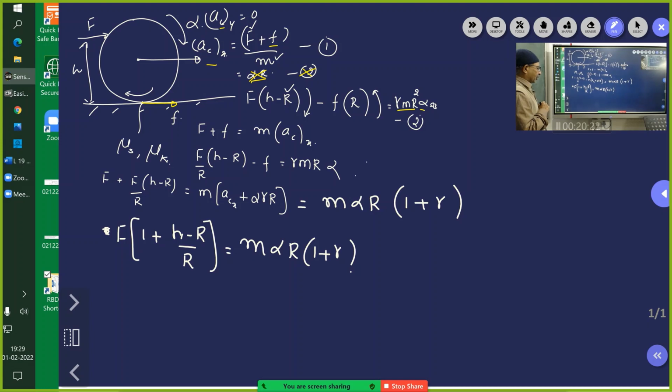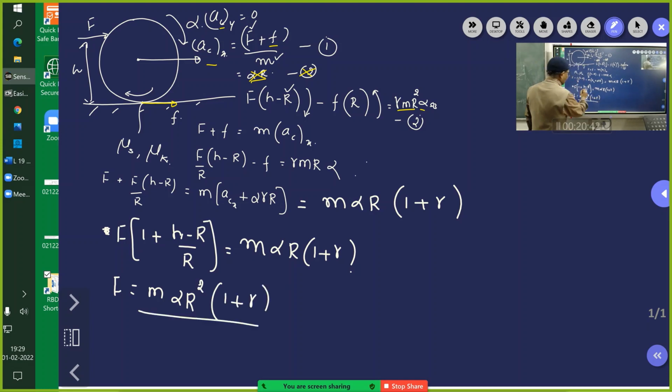So the simplification of this. Okay, so I can now straight away write F is equal to... This R also can be taken up there. So I can write it as M alpha R square into 1 plus gamma. So this R goes there, R minus R, and H will come out. Correct? Am I doing justice here? What you are doing is correct. The same. I got this now? Correct now?